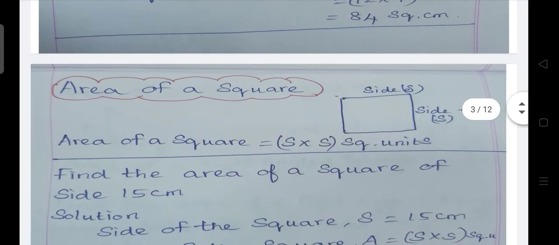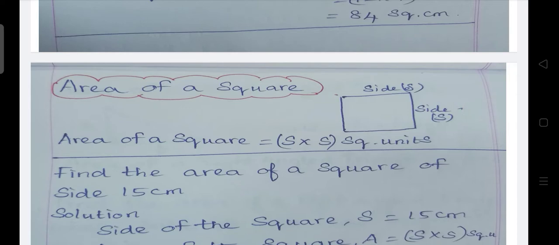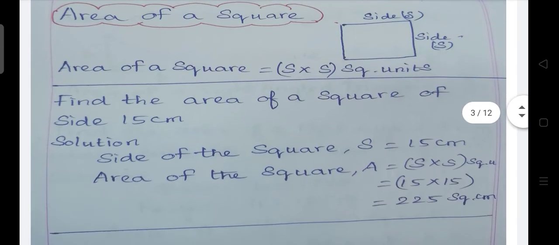Next, area of a square. In a square all the sides are equal, so it is represented as side into side. Area of the square is side into side, square units. Find the area of the square of side 15 centimeter. Here side is 15 centimeter, area of the square is side into side, 15 15s are 225 square centimeter.